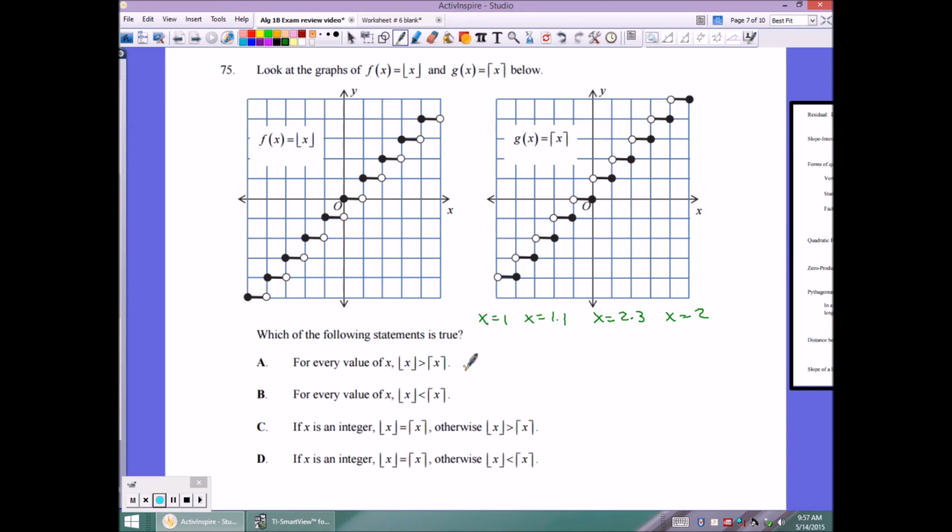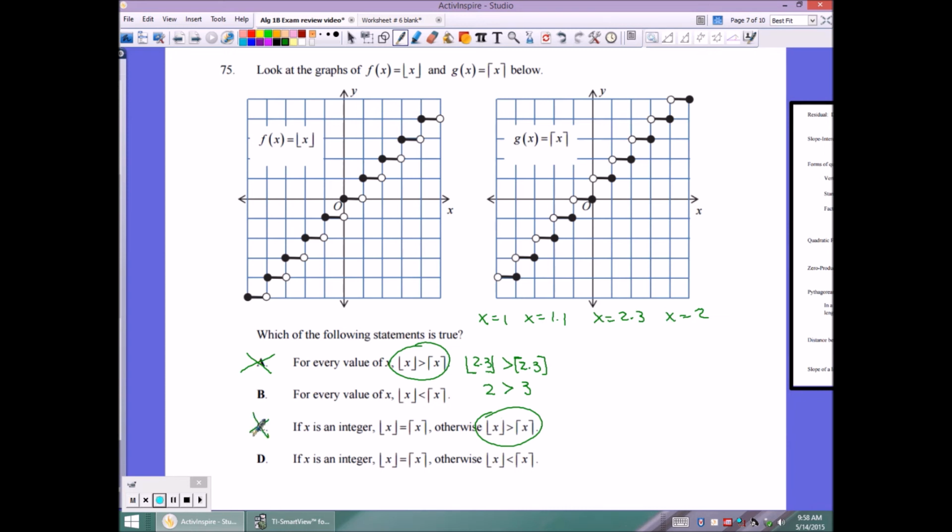If I plug in 2.3, is that greater than this guy, 2.3? Well, this one says round down to 2. Is 2 greater than this one, which says round up to 3? Is 2 greater than 3? No, that's not true. And if you notice, this same exact statement is over here. So these two, I think, are not true.